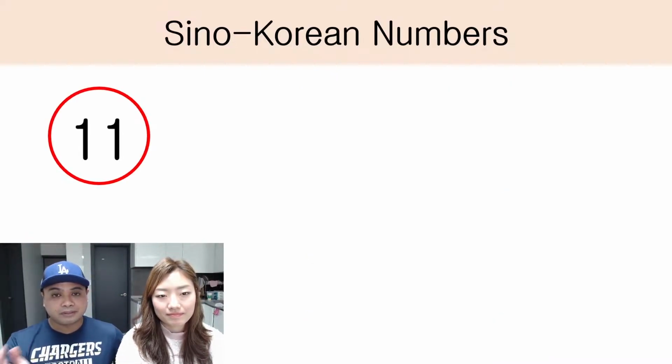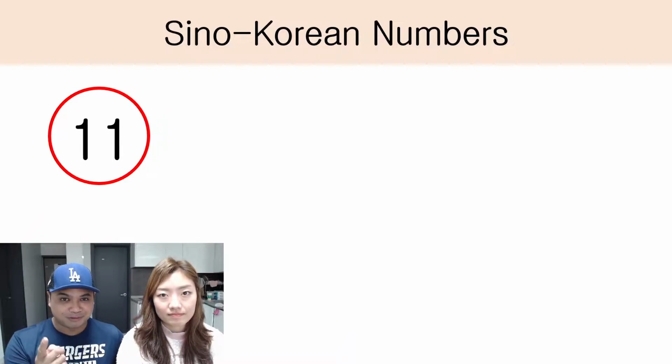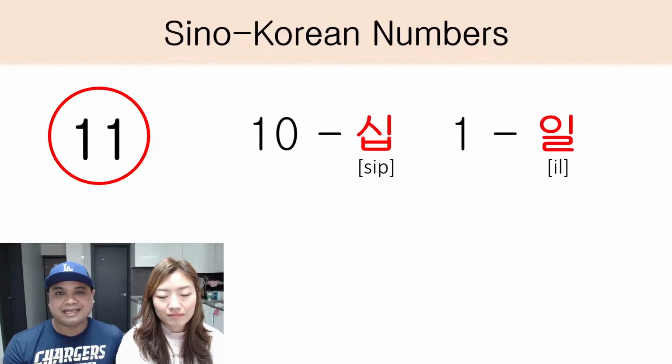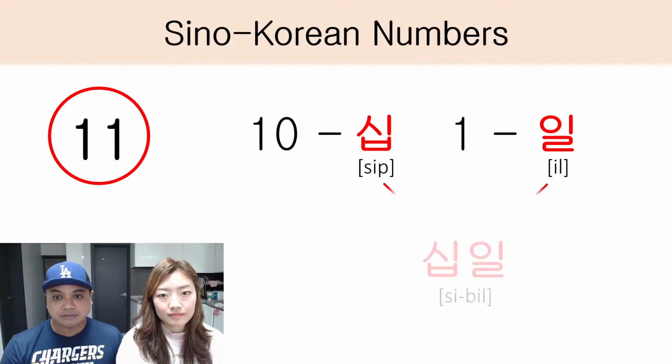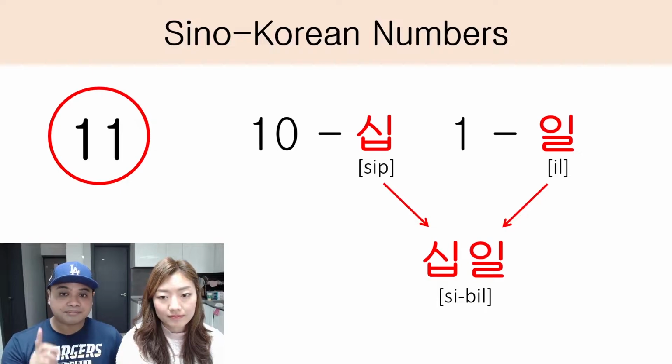So we know the numbers from 1 to 10, but what about 11? Now, in English, we have a special word for 11. But in Korean, you just add two numbers together. So if you break down 11, we need to say 10 and then the 1. To say 10, you need to say ship, and then 1 is il. So to say 11, you combine those two together and you get shibil.